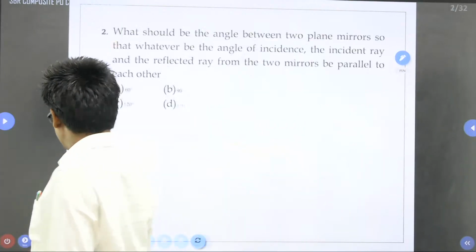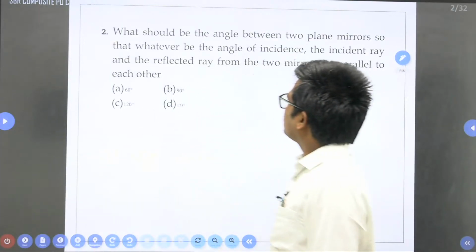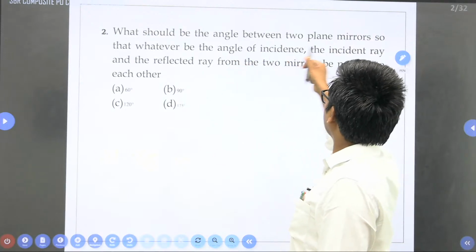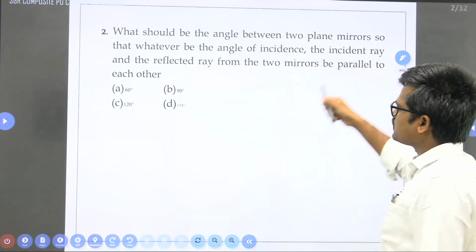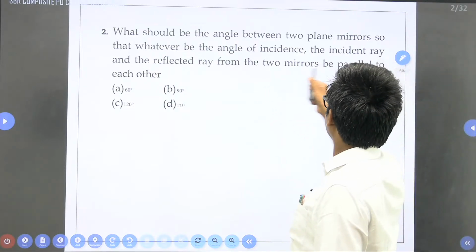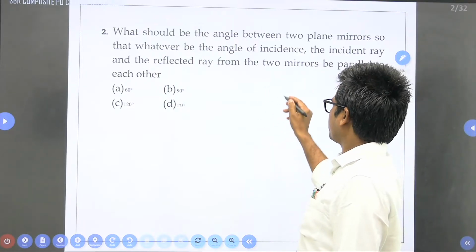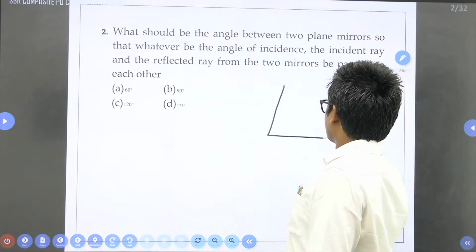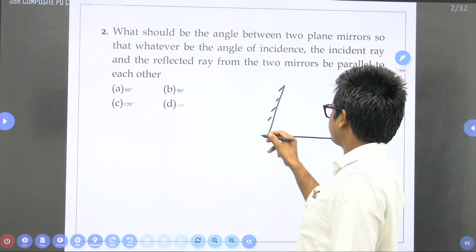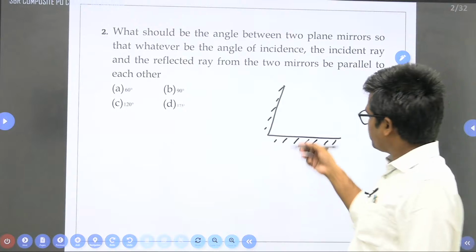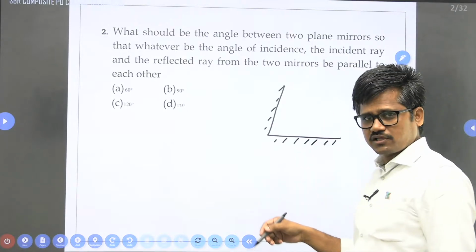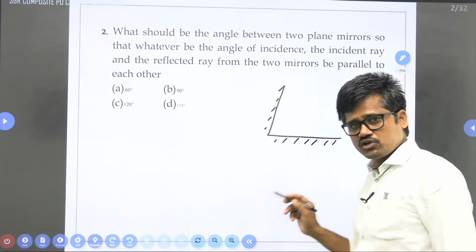Okay, now next. What should be the angle between the two plane mirrors so that whatever be the angle of incidence, the incident ray and the reflected ray from the two mirrors should be parallel? Actually, what is given is two mirrors like that. The question is, whatever may be the angle of incidence on mirror 1 or mirror 2.